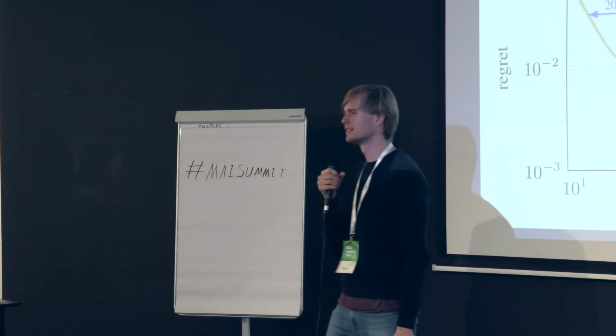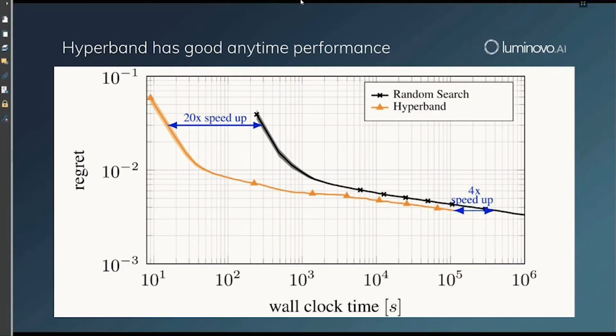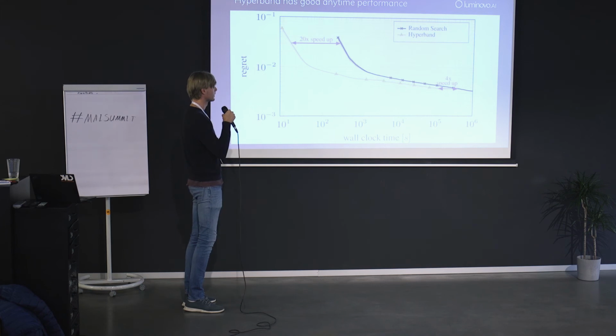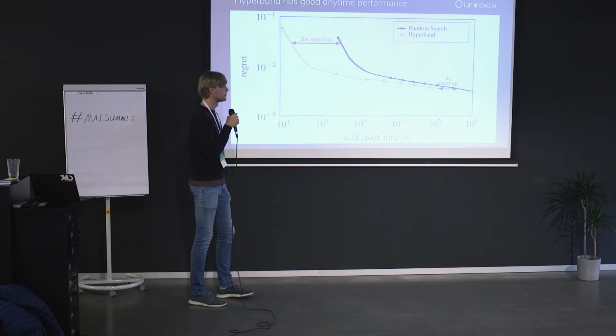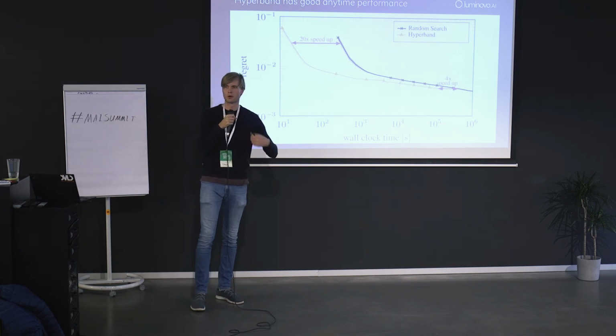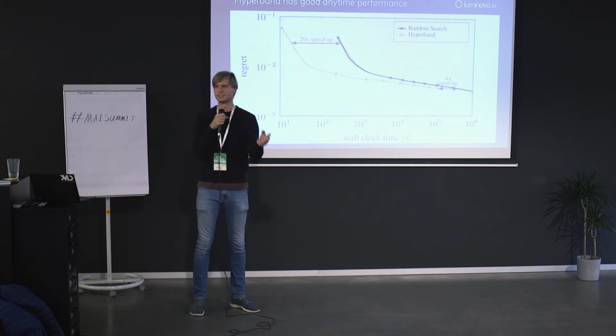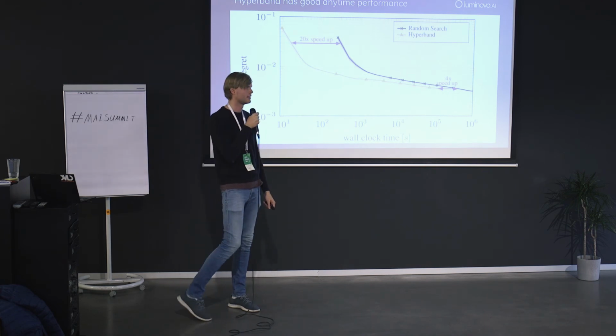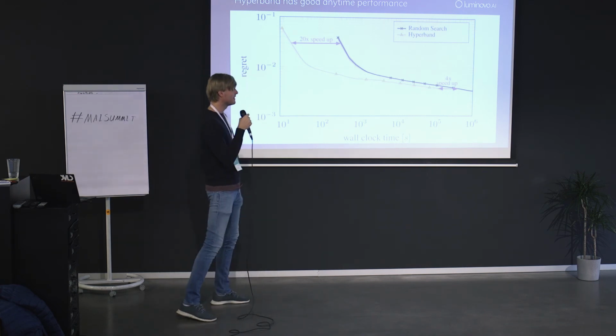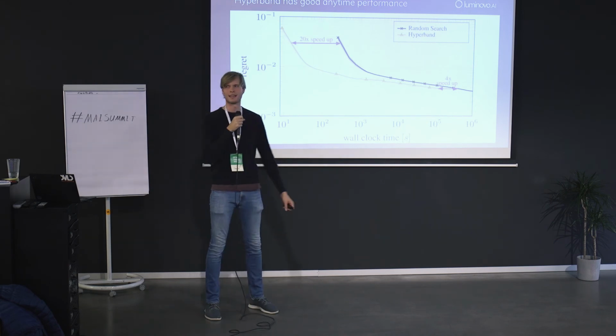And here's a comparison from a paper we'll talk about later that just compares random search with Hyperband. And as you can see, the cool thing about it is that in the beginning, it's much better because it'll more quickly find good sets, since it doesn't waste computing time on bad hyperparameter configurations.